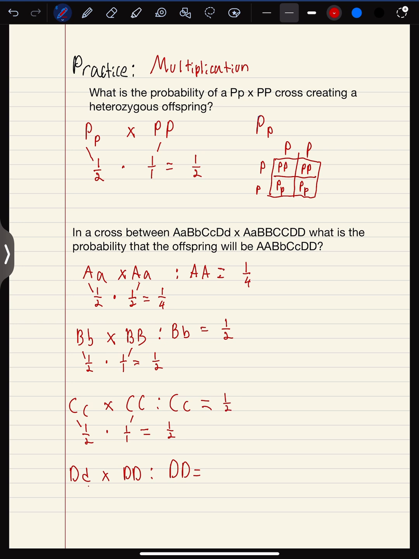Now here we have a 1 out of 2 chance of getting the big D, and we have a 1 out of 1 chance of getting another big D. So we multiply those together and we get 1 out of 2. So we have 1 out of 2 here.